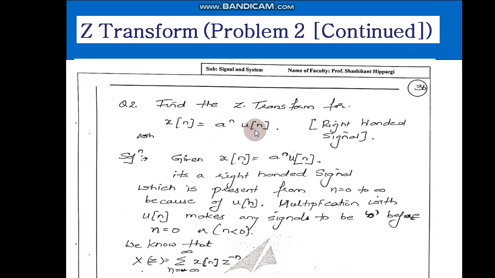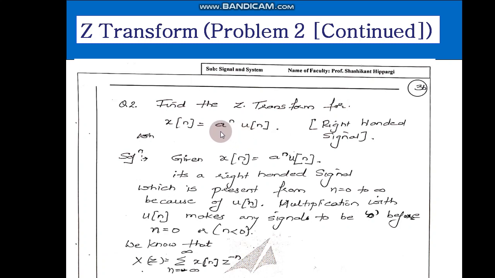So now u of n is simply 1 from 0 to infinity. Depending upon the value of a, this signal will increase from 0 to infinity if the value of a is greater than 1. If the value of a is equal to 1, then this is 1 raised to n, and 1 raised to n will again be 1, so it will appear as u of n. If the value of a is greater than 1, then this signal will increase: a raised to 1, a raised to 2, a raised to 3 and so on.